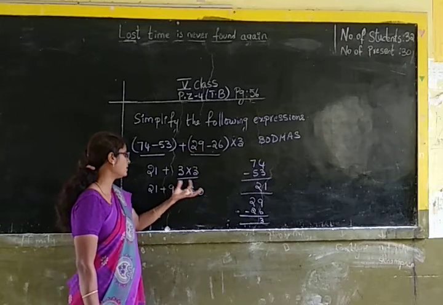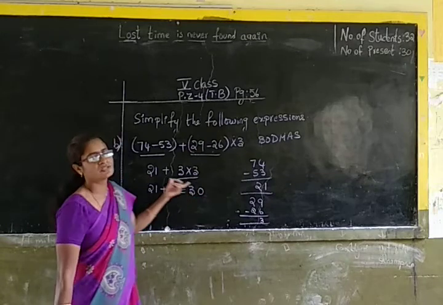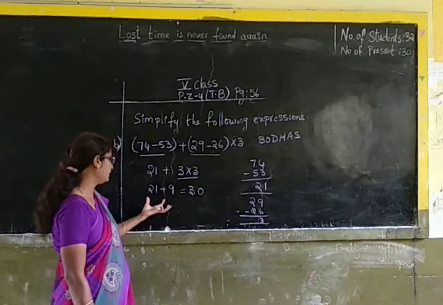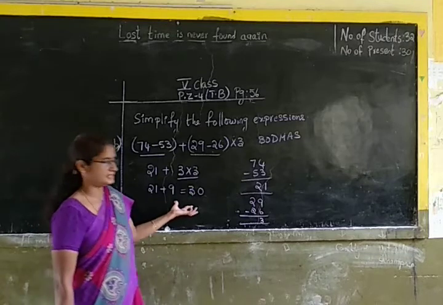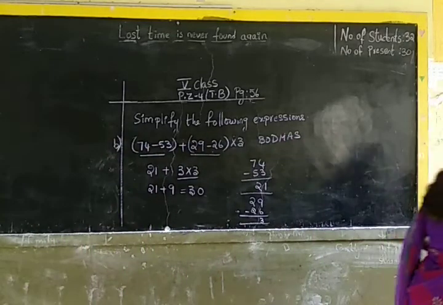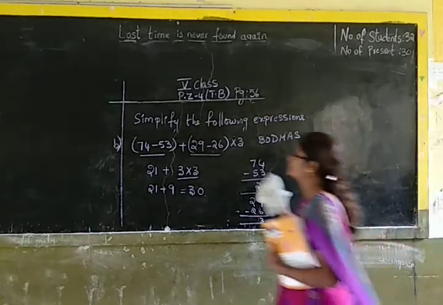Here, 3 3s are how much? 3 3s are 9. So after doing the multiplication, you have to do the addition. 21 plus 9 is 30. Okay children? That is the way of solving the sum.